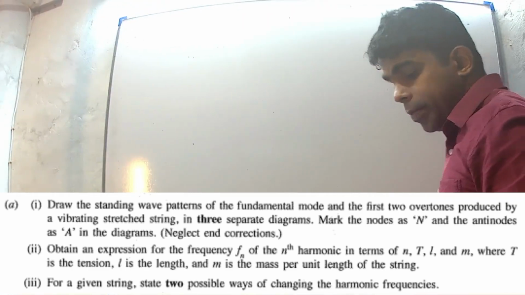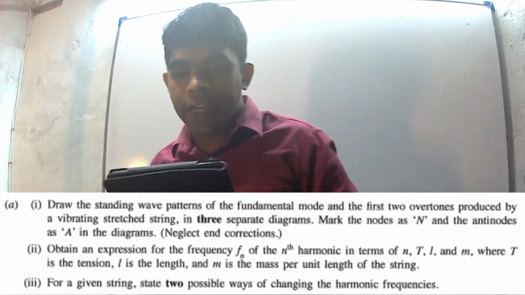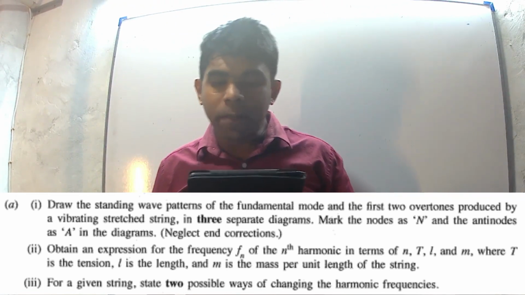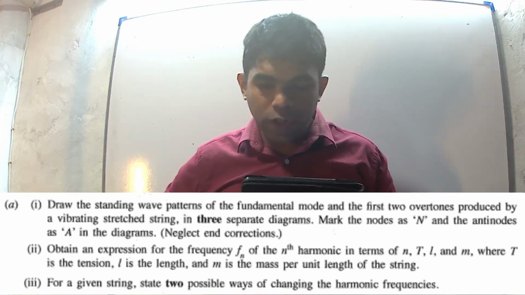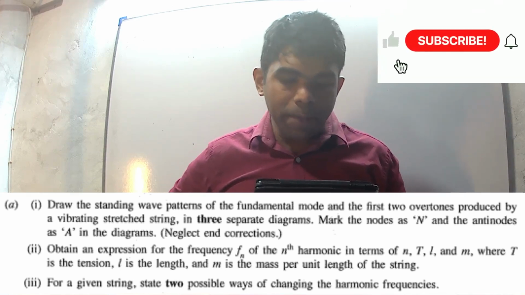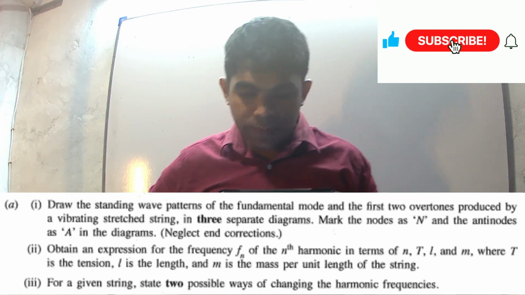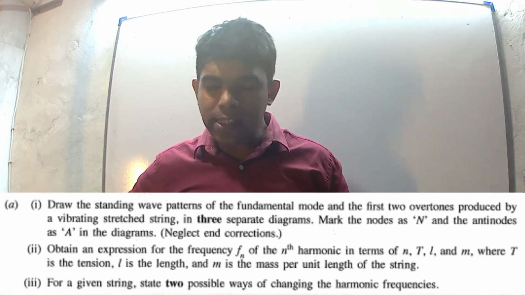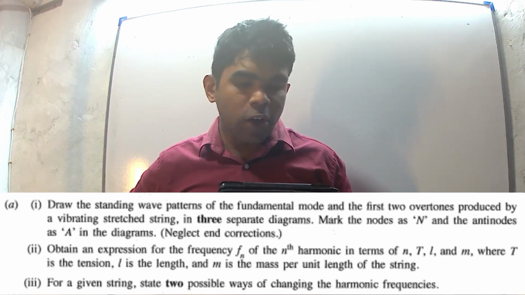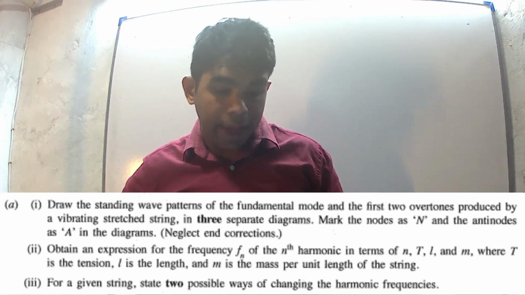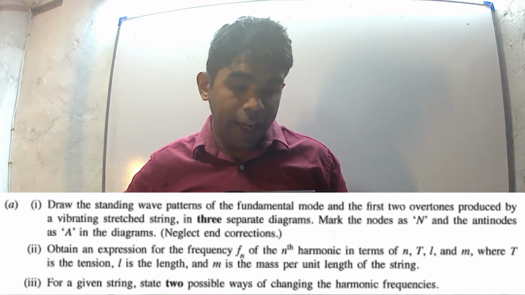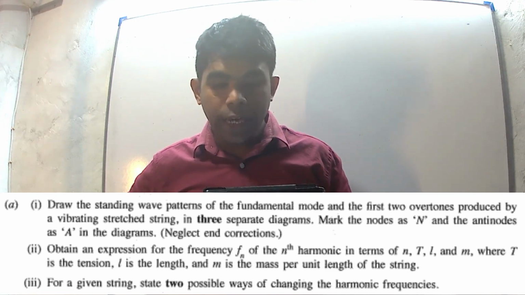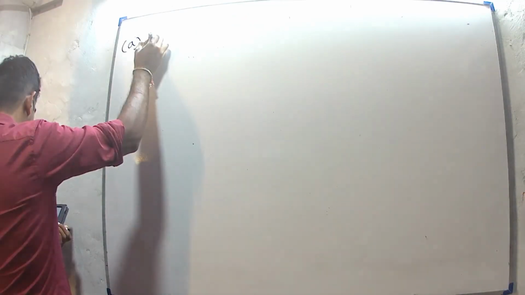Part A1. Draw the standing wave pattern of the fundamental mode and first two overtones produced by a vibrating stretched string in three separate diagrams. Mark nodes as N and antinodes as A. In the diagram, neglect the incorrection. A part 1.